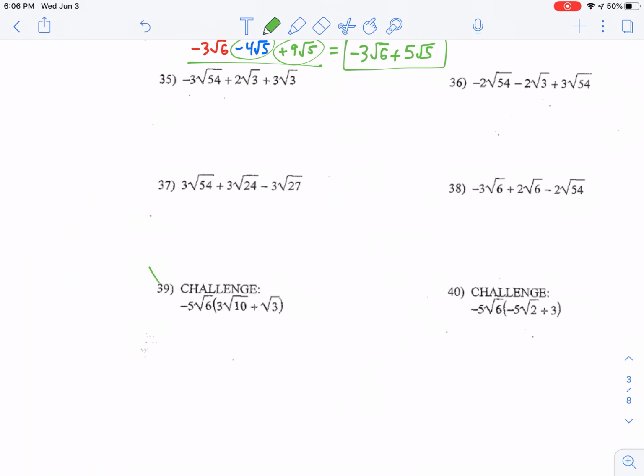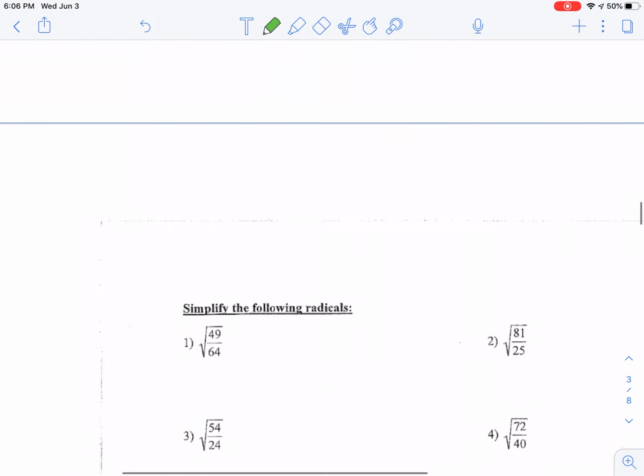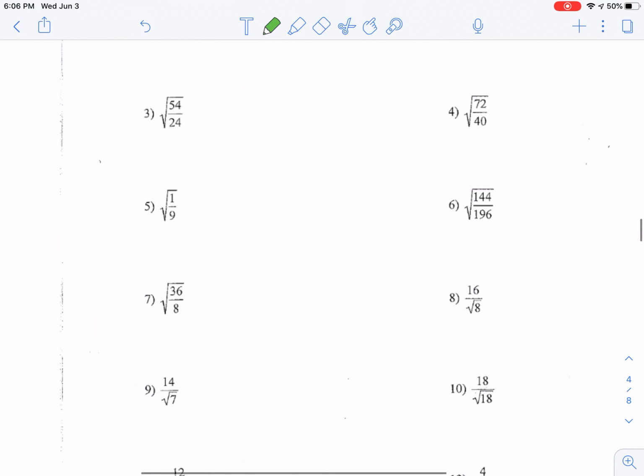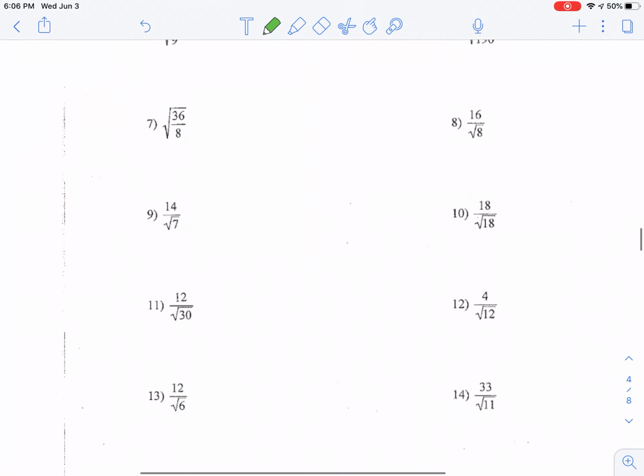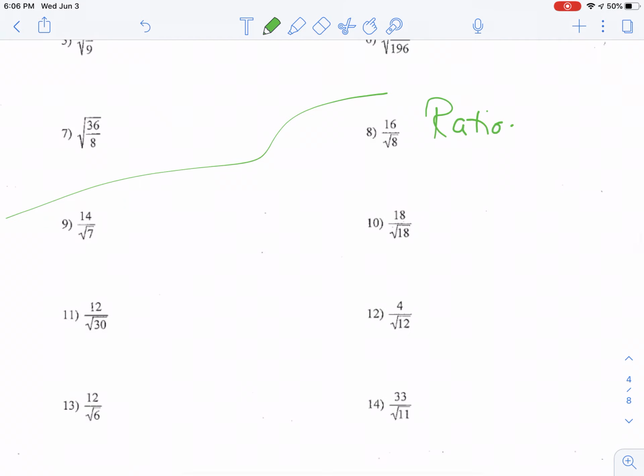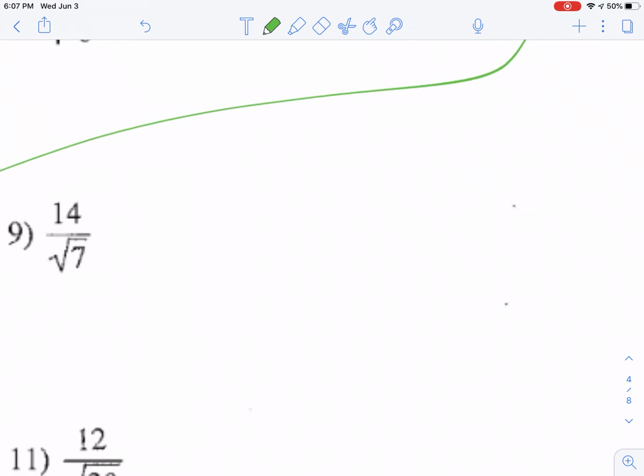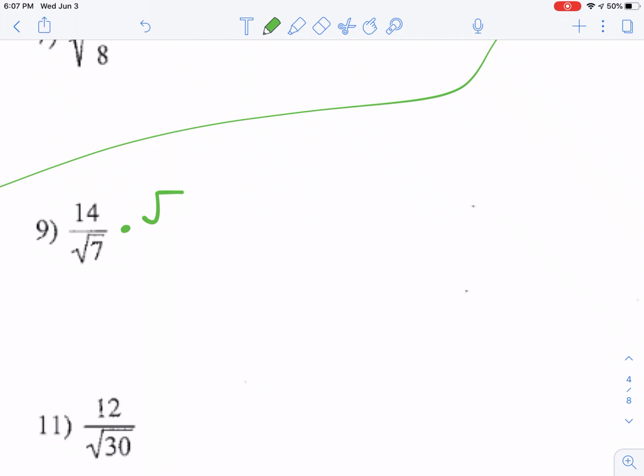Forget about these challenge ones. You don't have to worry about them. And then finally, the last page. These problems, starting at number 8, these are called rationalizing problems, and you'll see a couple of these on your quiz. Very simple. You're not allowed to have a radical in the denominator, so to get rid of it, you multiply by whatever's down there, the radical itself, over the same thing.